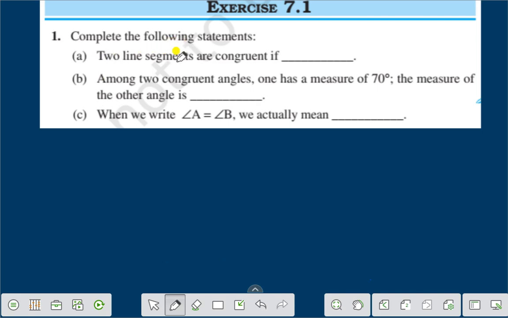Right? Two line segments are congruent if they have the same length.